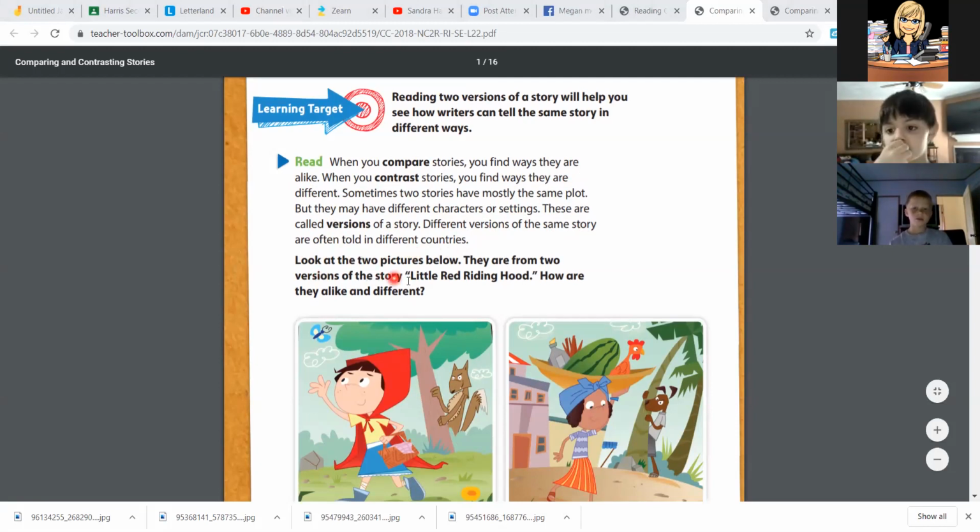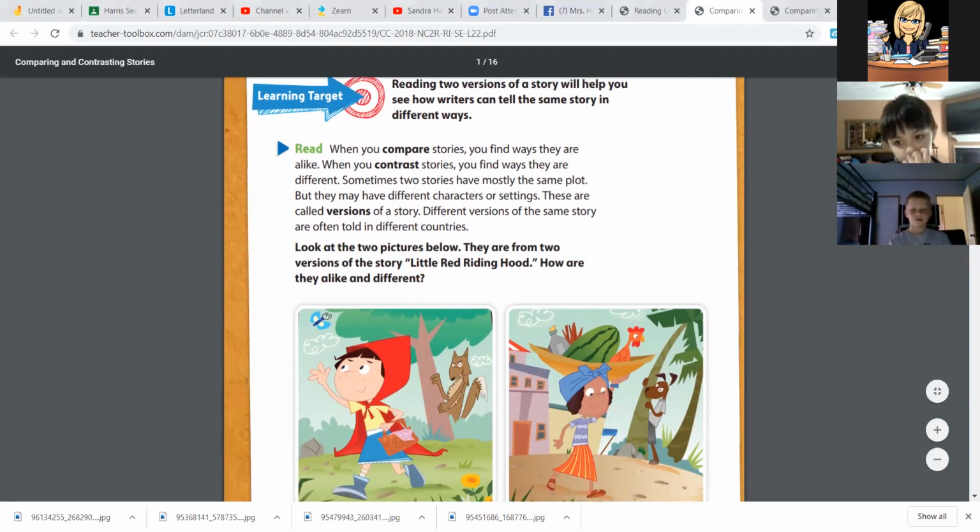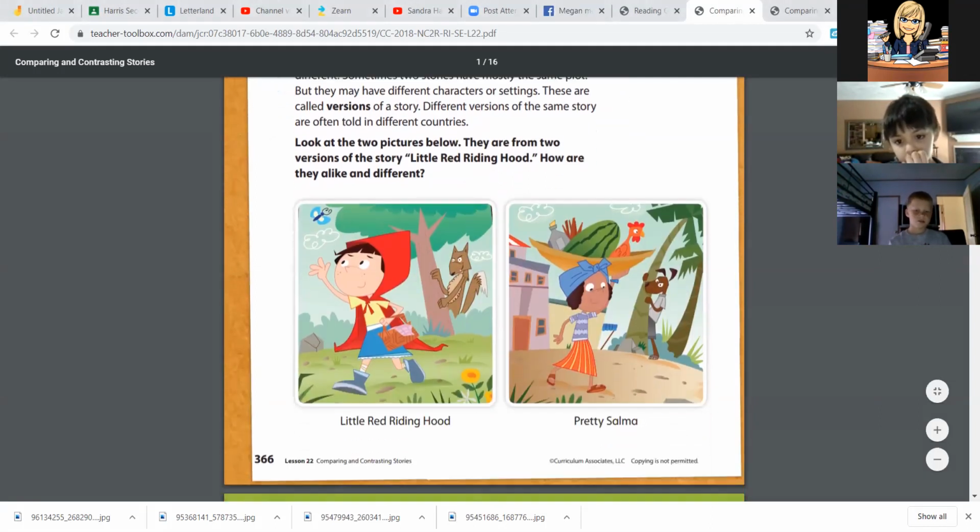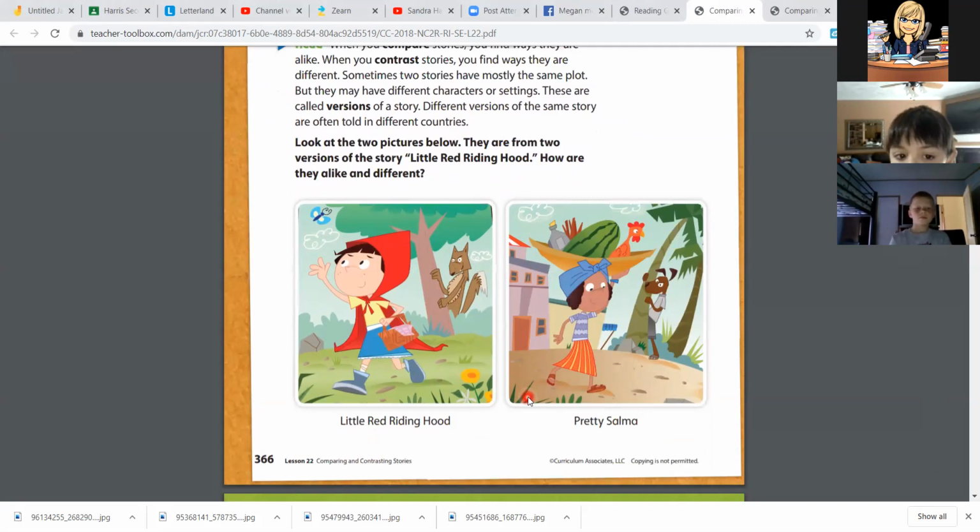Different versions of the same story are often told in different countries. Look at the two pictures below. They are from two versions of the story, Little Red Riding Hood. How are they alike and different? So these two pictures have no words, they have captions. So you need to study the images and compare and contrast. Comparing is how they're alike, contrasting is how they're different.